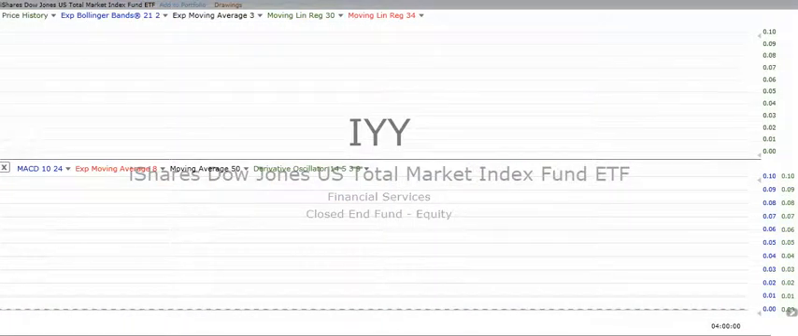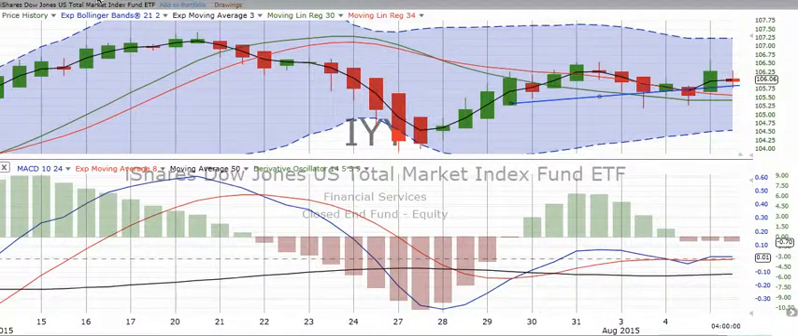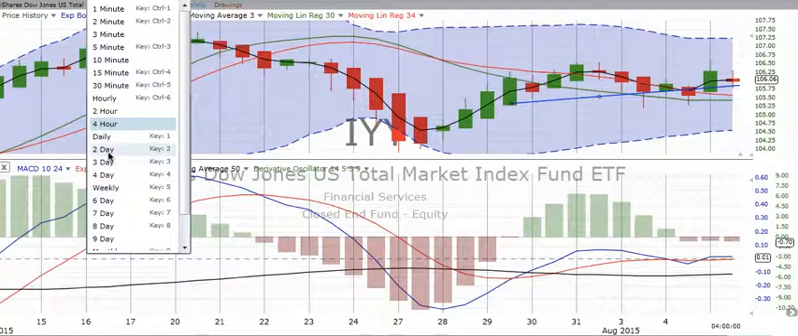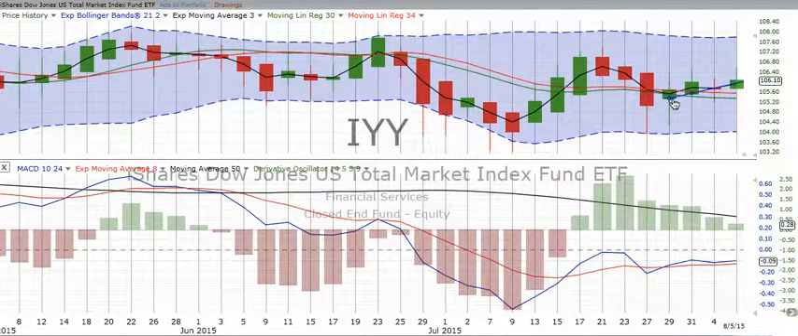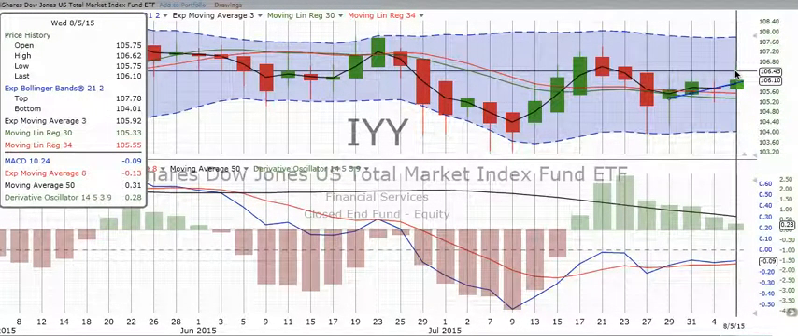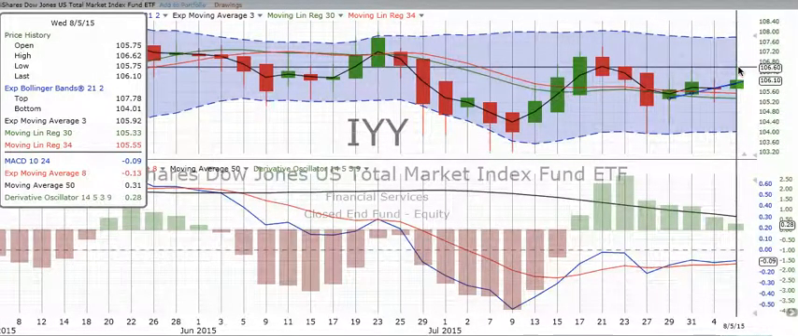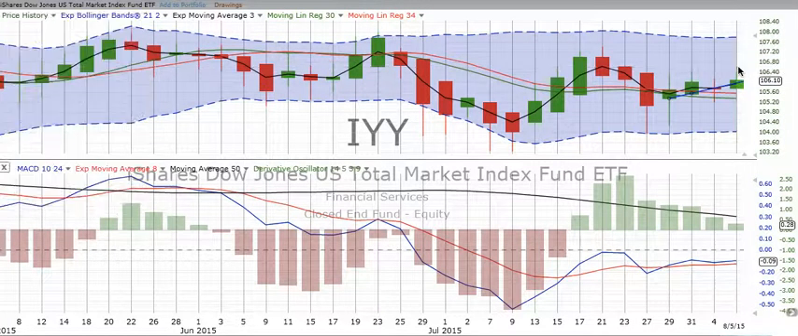Let's start, as we always do, with IYY. We always start with the 2-day trend line. What do we see? Well, we've got a nice trend line moving up. Market was up substantially today. You can see a huge up move all the way up to about 106.60. Let me see here. What was the actual high today? It was 106.62. The low was 105.75.